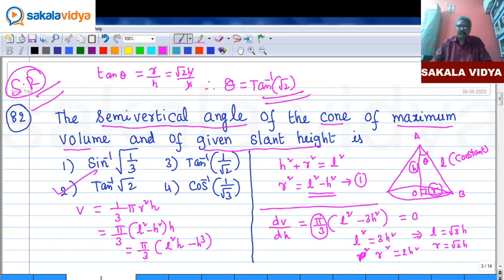Yes, this problem is there in IP. Yes, R by H.